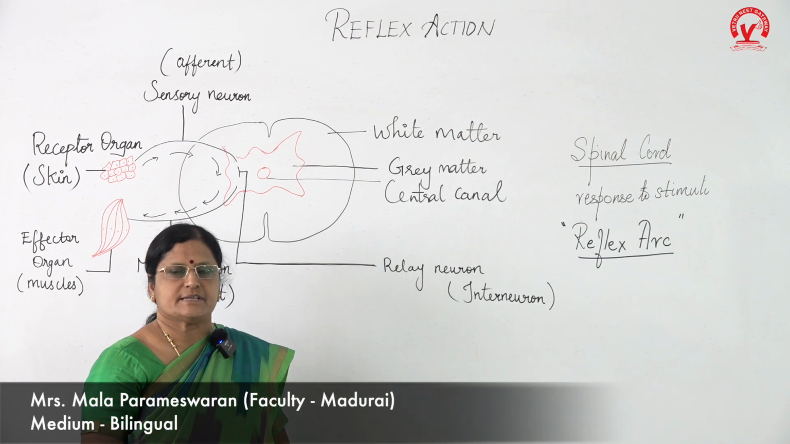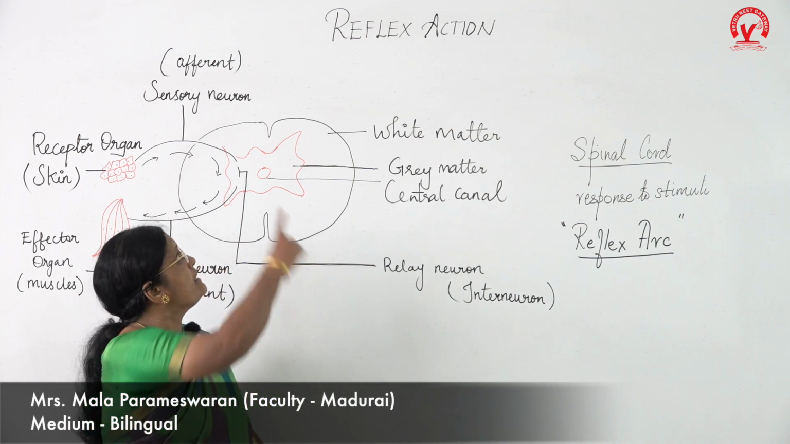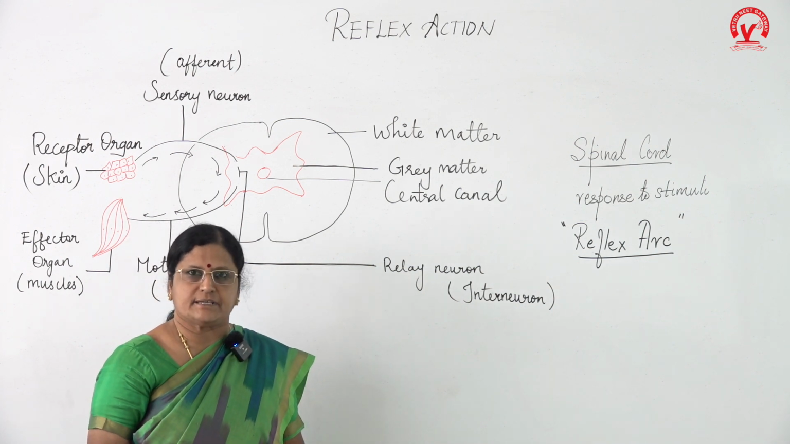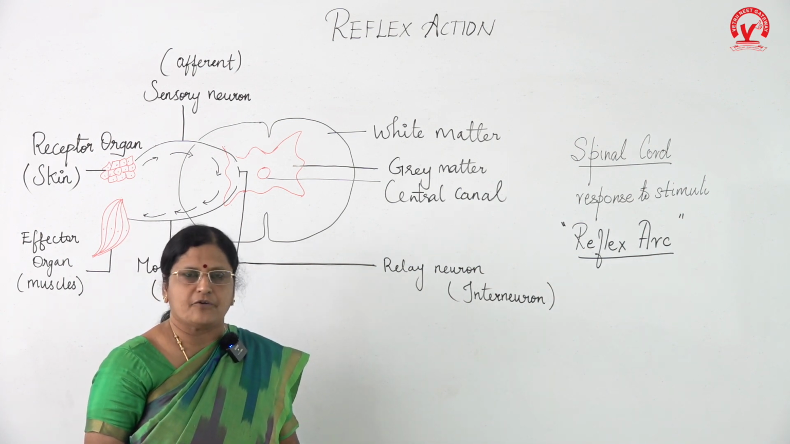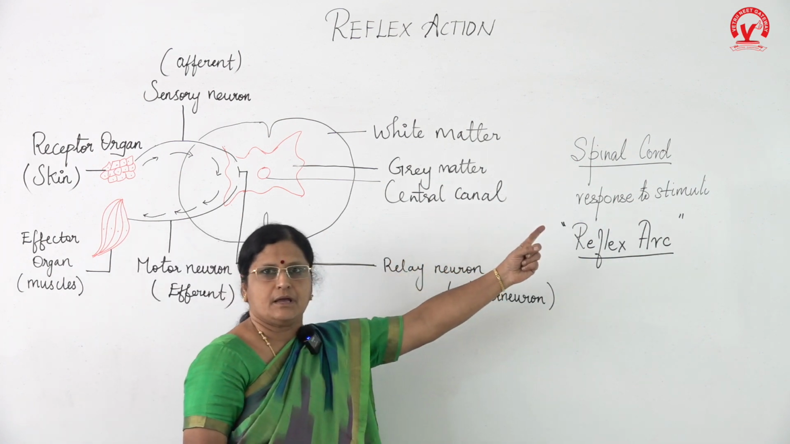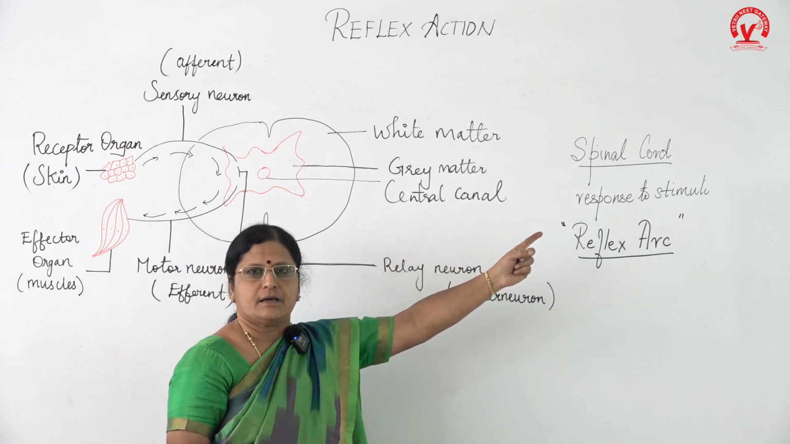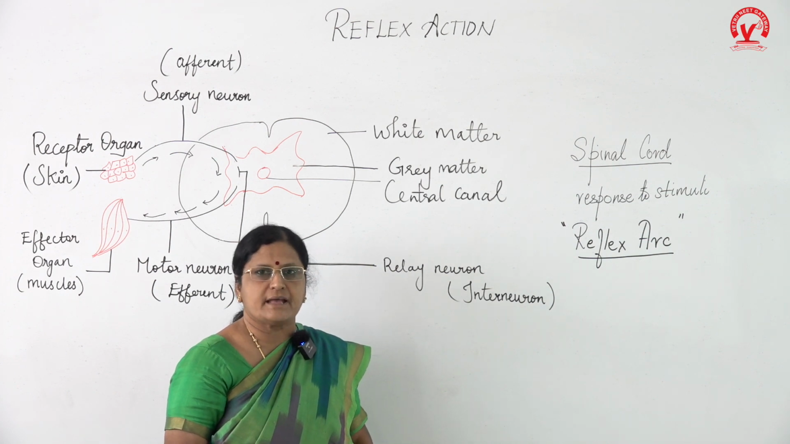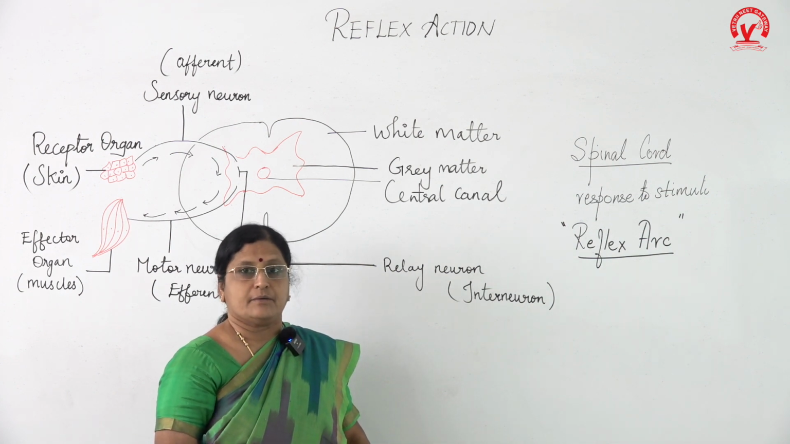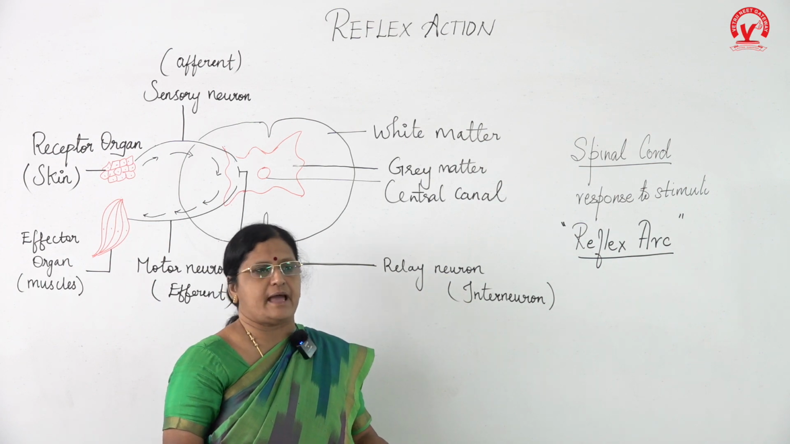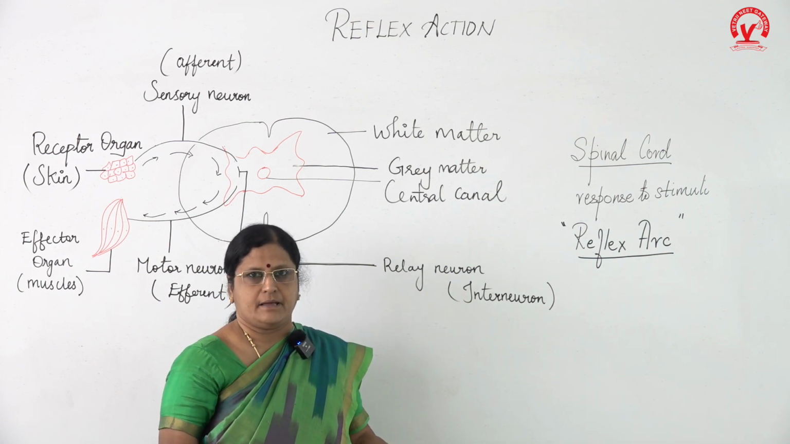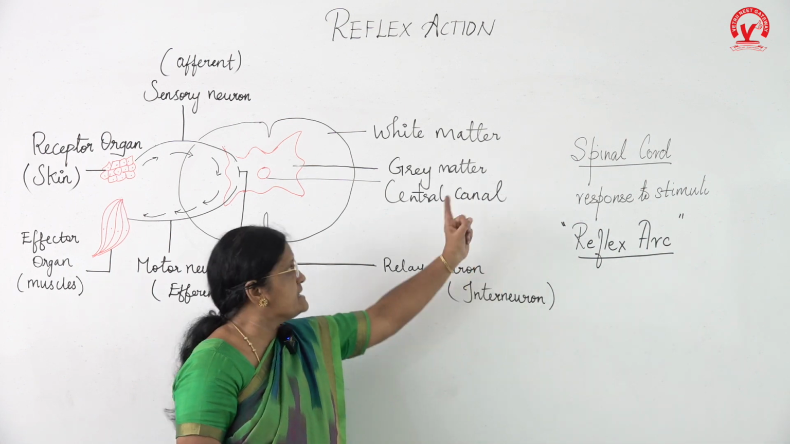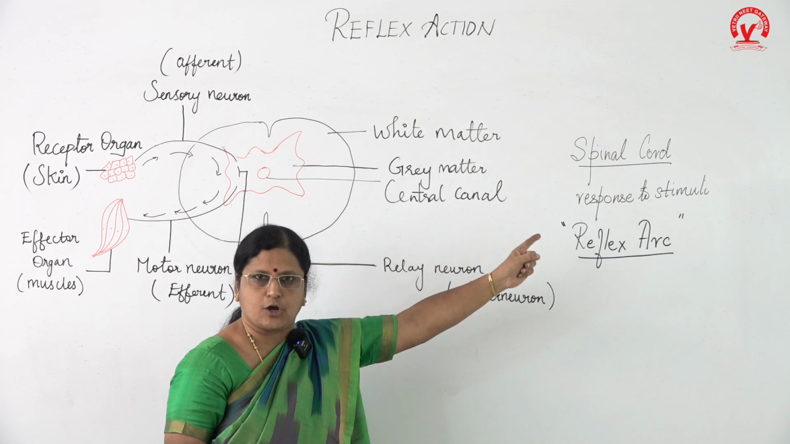Today we are going to deal with a small topic called reflex action. Reflex action is the function of the spinal cord. What is the spinal cord? The central nervous system is made up of the brain and spinal cord. Elaborate functions are carried out by our brain, and this proper function is carried out by our spinal cord.